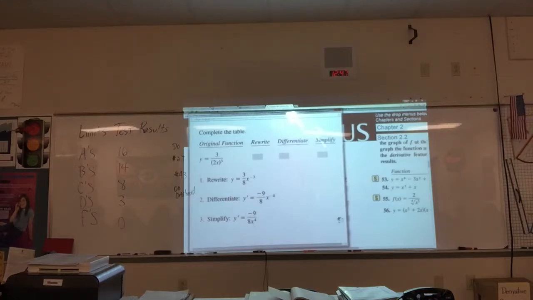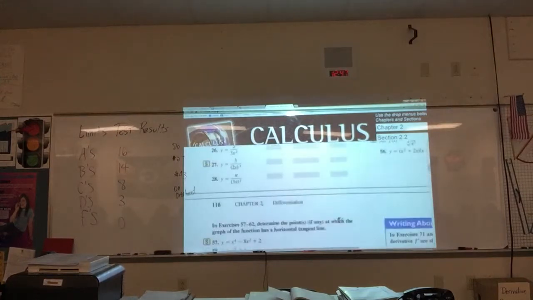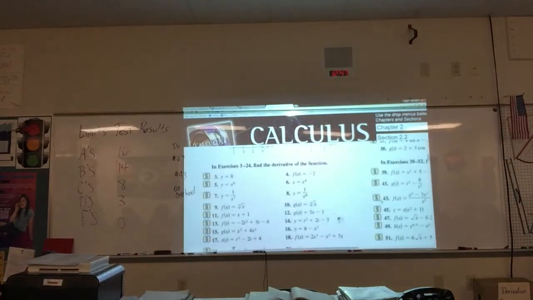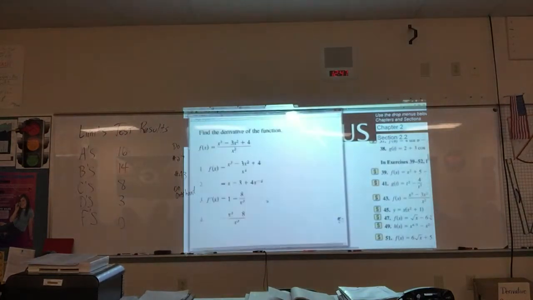So, straightforward problem there. 43 is one that I call a divide and conquer. This is number 43. So this is the original problem. The way to do it is you divide each of the terms on the top by the term on the bottom. So one at a time. I did one like this in example 2.